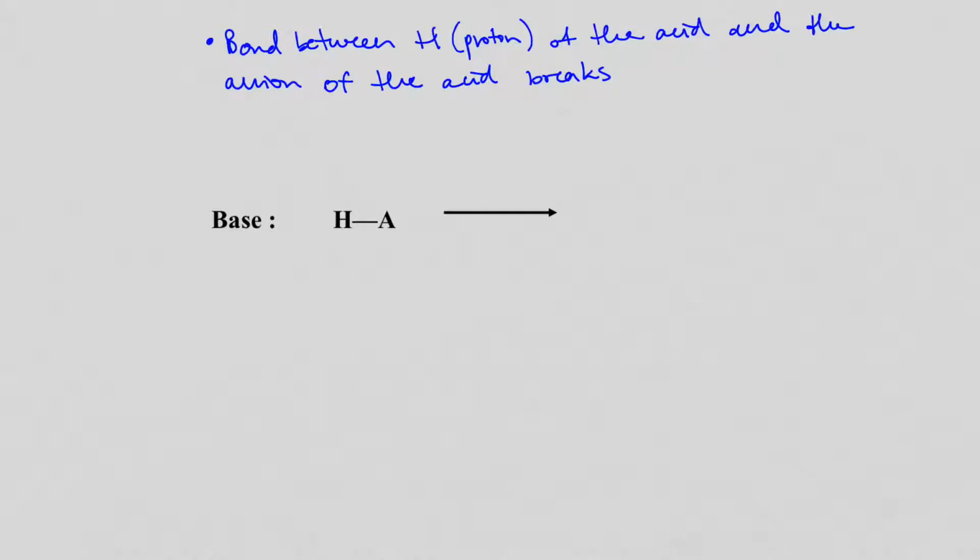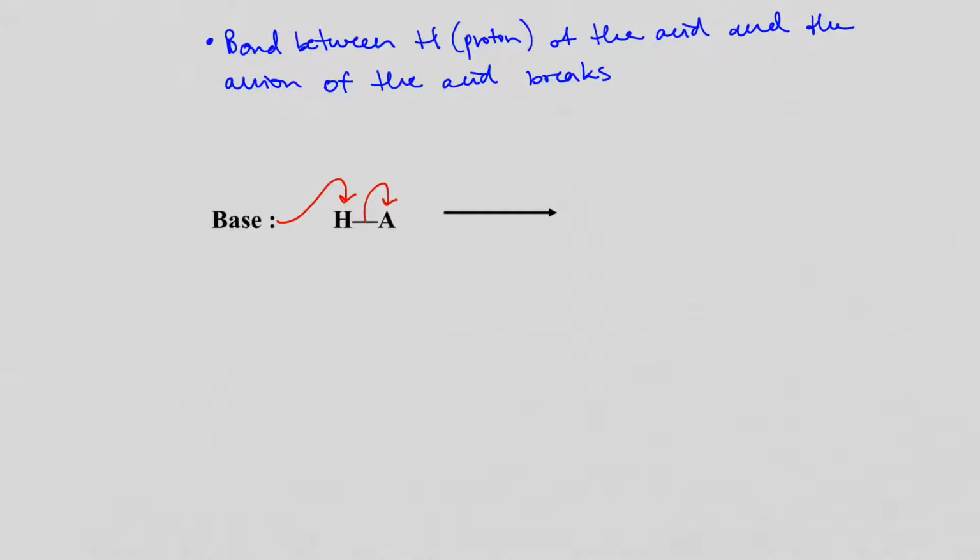So we draw, making a new bond from that lone pair with the hydrogen. Then we need to show this bond, hydrogen with the anion of the acid, breaking. So those electrons will come off. And I actually want to do all my arrows in red.